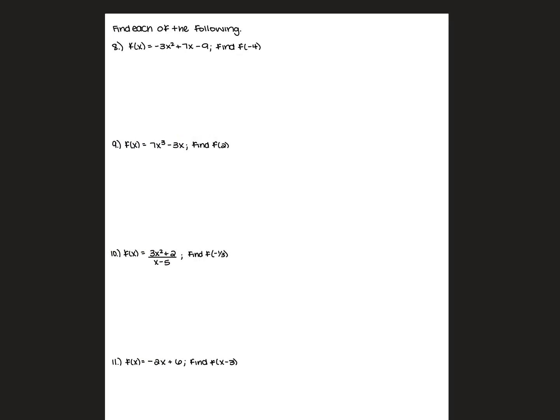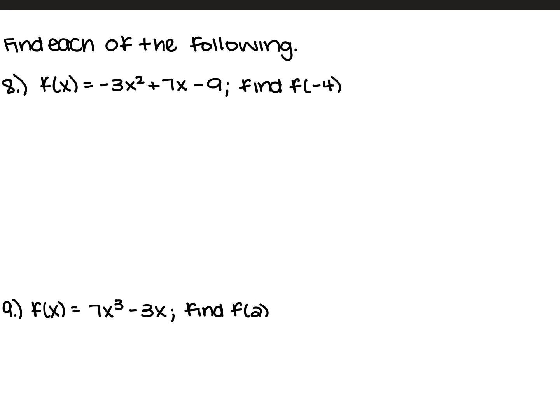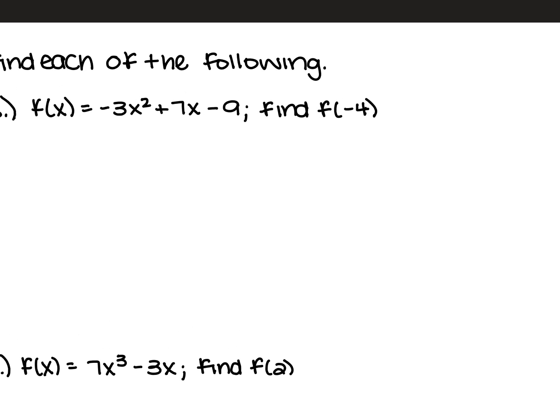The next part of your review goes over evaluating functions. So for number 8, it tells us f of x is equal to negative 3x squared plus 7x minus 9. We're finding f of negative 4. So if we plug this negative 4 in anywhere we see an x and then simplify, that will give us what f of negative 4 is. So f of negative 4 is going to equal negative 3 times negative 4 squared plus 7 times negative 4 minus 9.